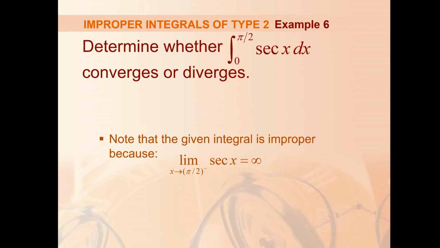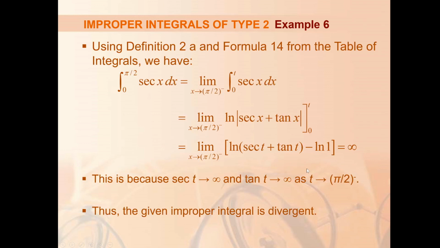Determine whether the integral from 0 to pi over 2 of secant of x dx converges or diverges. One thing we notice is that secant of x, as x goes to pi over 2 from the left-hand side, is infinity, according to the parent graph of secant. So we just integrate it using part 2 of FTC, here's what we found, and then plug in pi over 2 from the left-hand side. This part is actually infinity, and this part right here is also infinity. Infinity plus infinity is another infinity, minus zero, that'd be infinity.